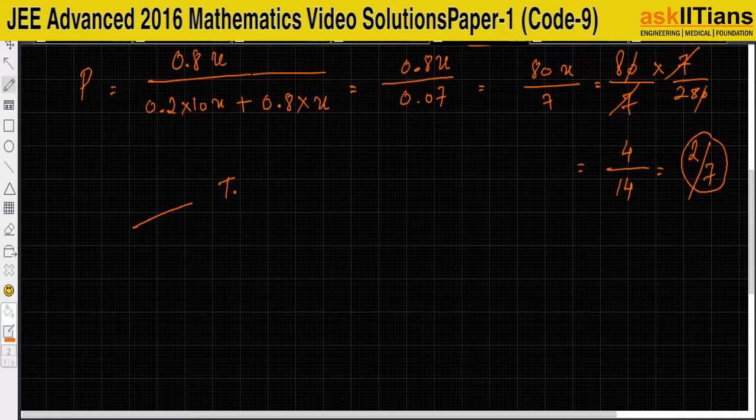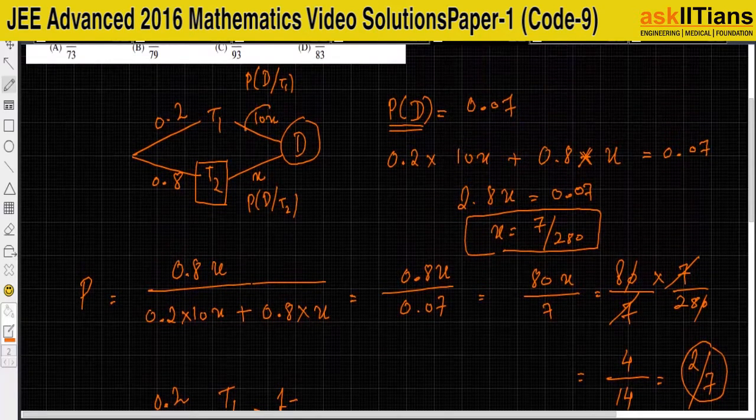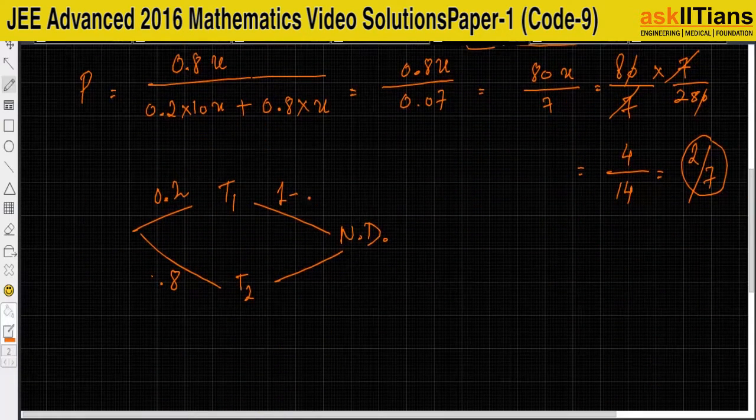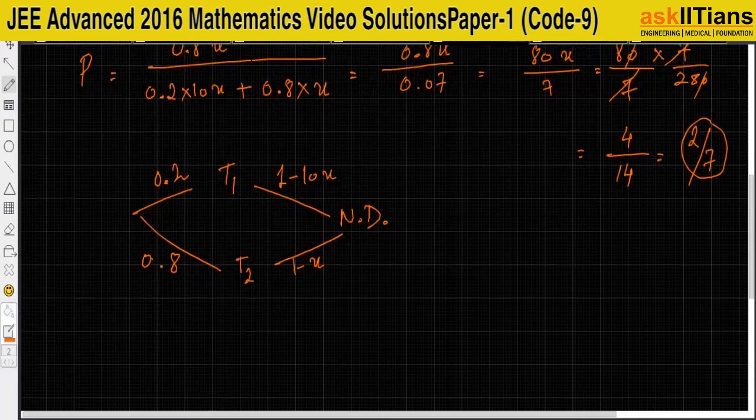So it goes like this: you manufacture it in T1 and then it is non-defective, or you manufacture it in T2 and then it is non-defective. Manufacturing in T1 is 0.2 and producing in T2 is 0.8, and now the product is not defective. So if the product is not defective, this will be 1 minus the probability that the product is defective. That's 10x, so this will be 1 minus 10x, and here I'll get 1 minus x. Now I can solve and find the required probability.